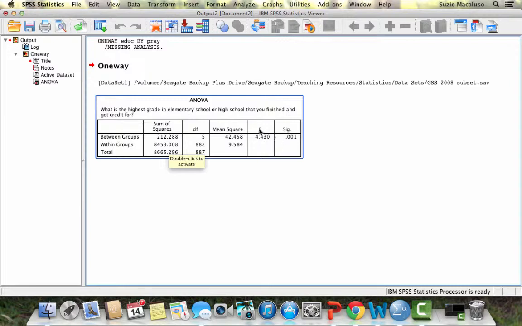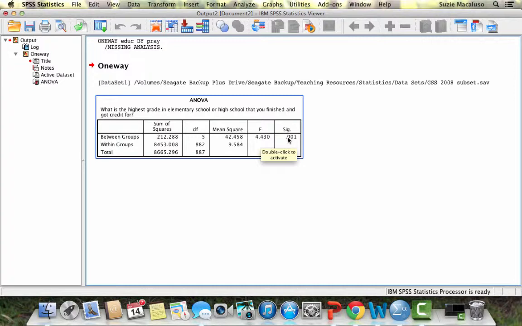Now remember, if you were to calculate this by hand, you would take this F and you would compare it to a critical value on a table. Well, the computer has already done that for you, and so it's told you that this F of 4.430 is higher than the critical value at all levels of significance above 0.001. So this is significant at the 0.05 level.